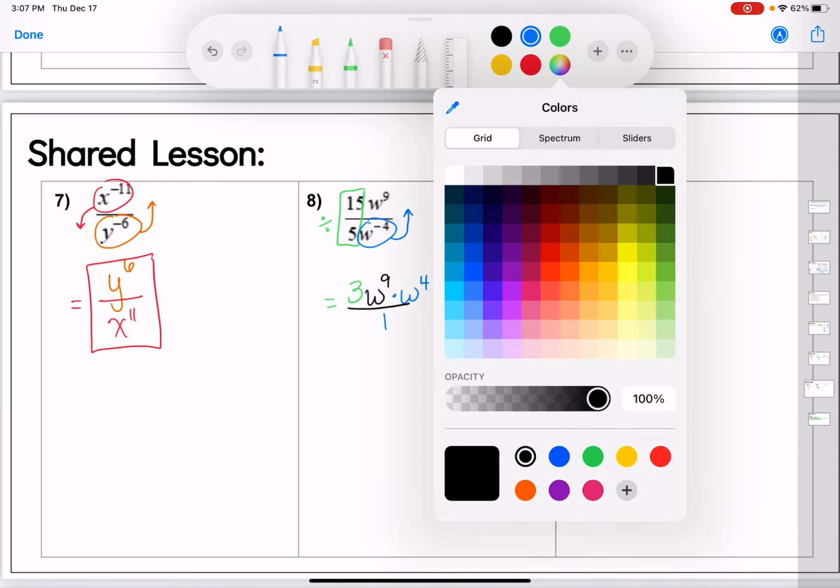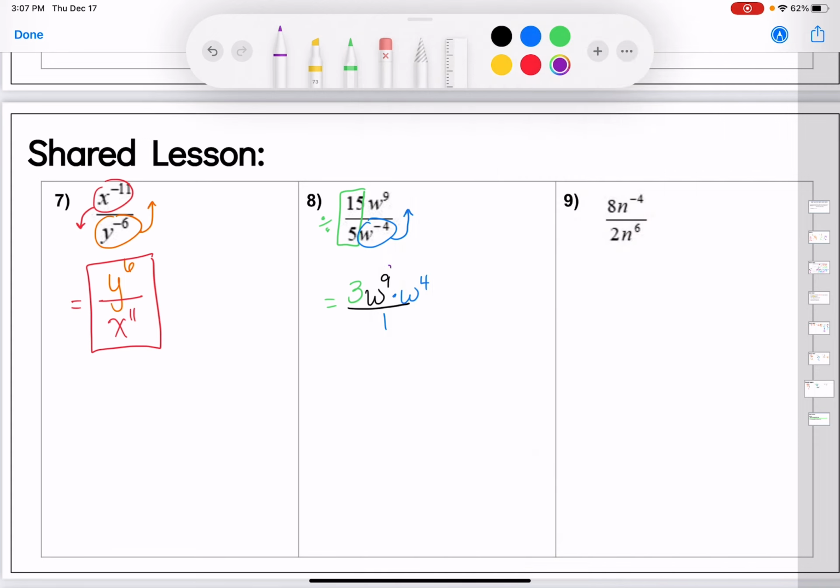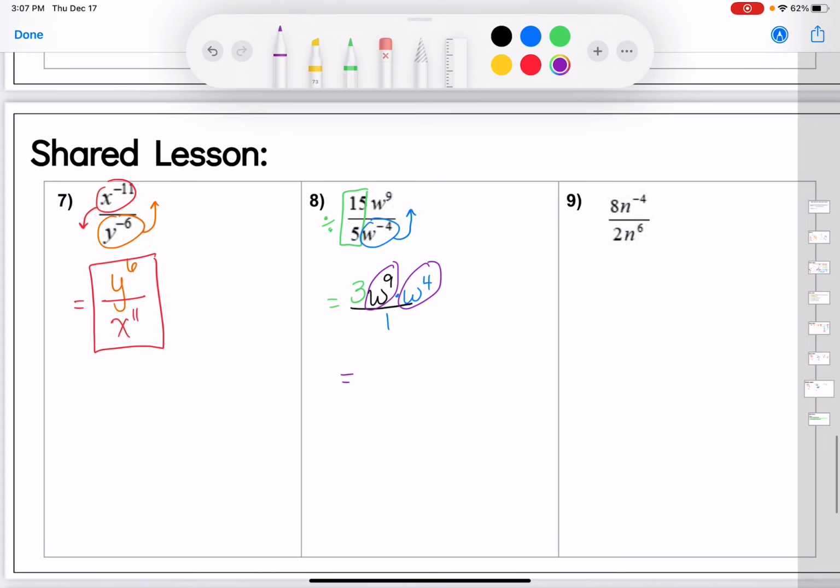So my final step here then is now I have 2 like bases on the top. So I'm going to multiply like bases. So that means I'm going to add those exponents. So I'll end up with 3w to the 13th as my final answer. Nothing on the bottom, so I don't have to write the over 1. All right, number 9, kind of similar. See if you can do that one on your own.